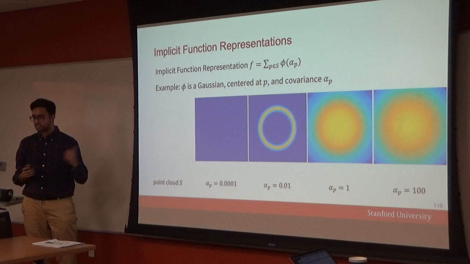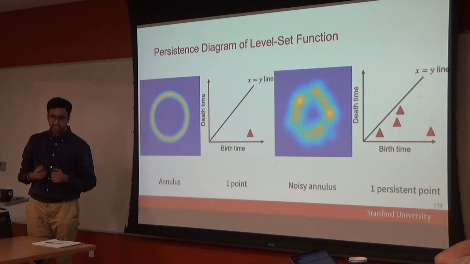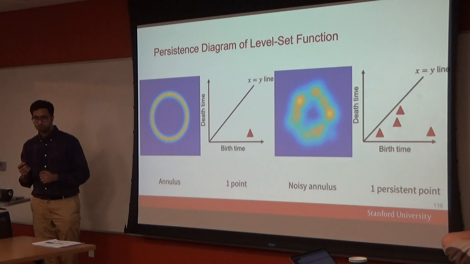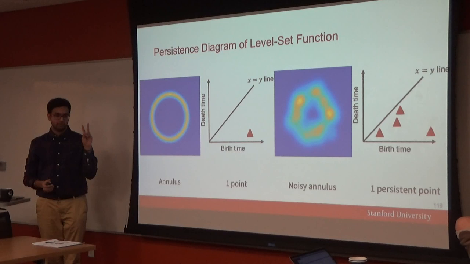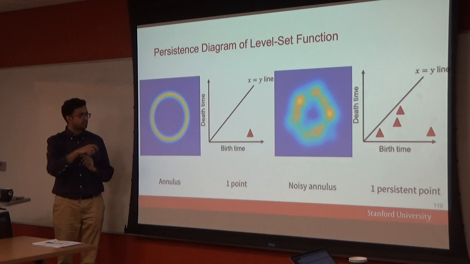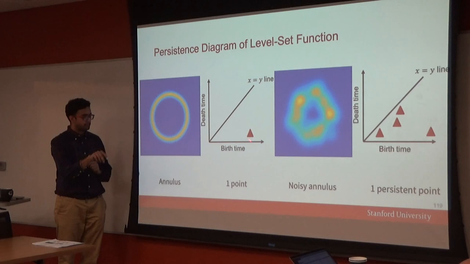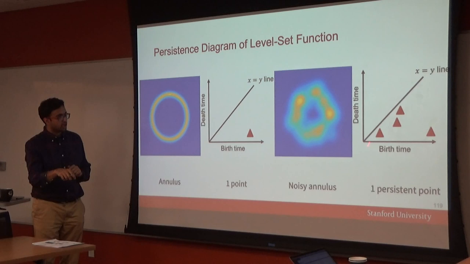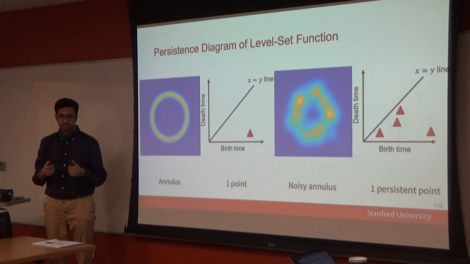An important topological property that can be read out of an implicit function representation is the persistence diagram. Now, I shall not get into the nitty-gritty details of the persistence diagram, but there are just two things I would want you to remember. The first thing, given a function such as this, the number of topological modes of the function are the number of points in the persistence diagram. Basically, this function has a single hole, so the persistence diagram has one point. The second thing to remember is that the closer a point is to the x equal to y line in the persistence diagram, the more irrelevant or the more noisy or the less persistent that point is.